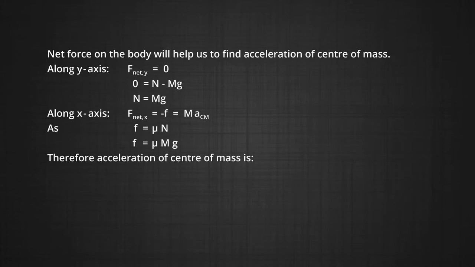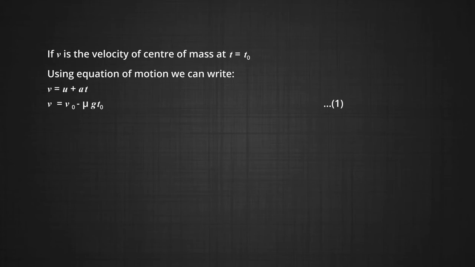Therefore, the acceleration of the center of mass can be written as ACM is equal to minus f upon capital M, or minus mu times N upon capital M, or ACM can be written as simply minus mu times small g. The negative sign here is telling the object is showing retardation. If v is the velocity of the center of mass at t equal to t naught, then using the equation of motion we can write v is equal to u plus at, v is equal to v naught minus mu times g into t naught. This gives us equation number 1.